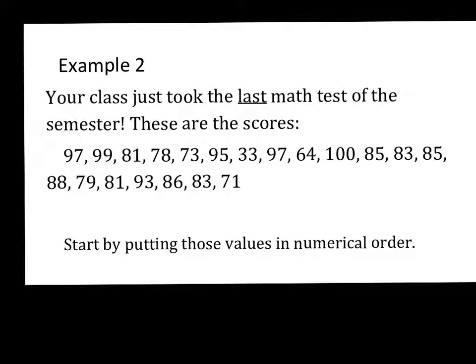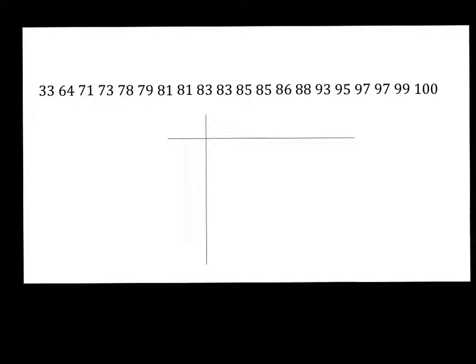So you should have those values in numerical order. Here's what you should end up with. We need to make our stem and leaf plot. So first thing we need to do is figure out what our stems are. If I look at the data here, I see our smallest value is in the 30s, our largest value is over in the hundreds.